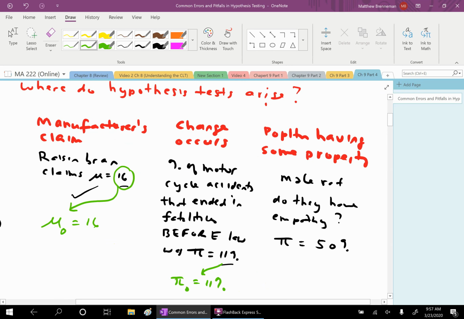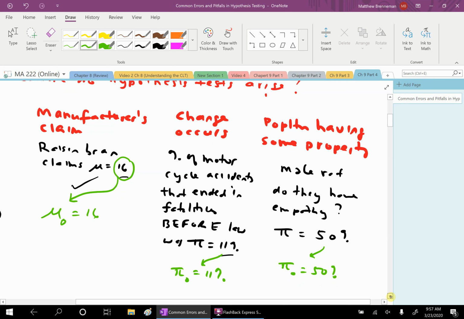And the same thing with the male rat empathy test, right? If we had no evidence they were empathetic, what would we assume? We would assume that they aren't. So we would assume that pi is equal to 50%. So this is the value that we believe the parameter has in the absence of any evidence.